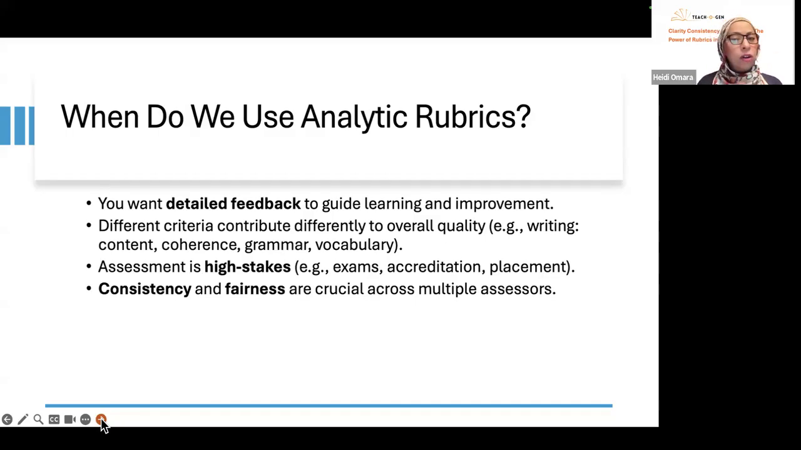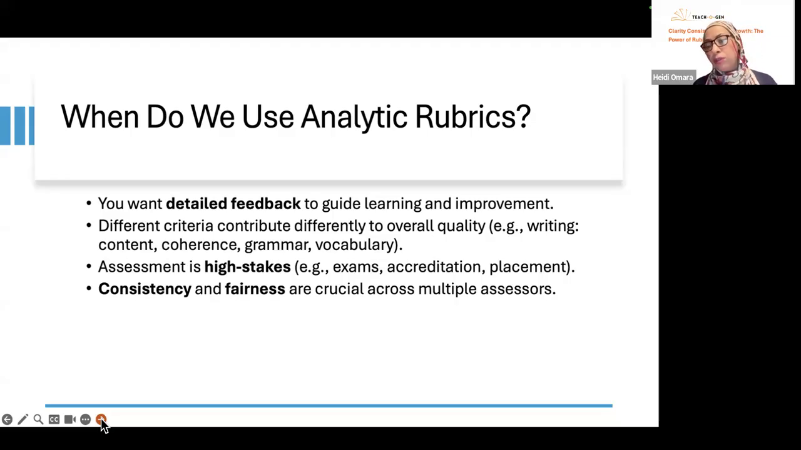Consistency and fairness are crucial across multiple assessors, and this happens in university. When I was the head of the English department at the Egypt University of Informatics, it was very important for me that all my English courses and all my teachers assess the same, because it's very crucial that it's not up to the teacher to assess her own way. That's why we used to use rubrics.